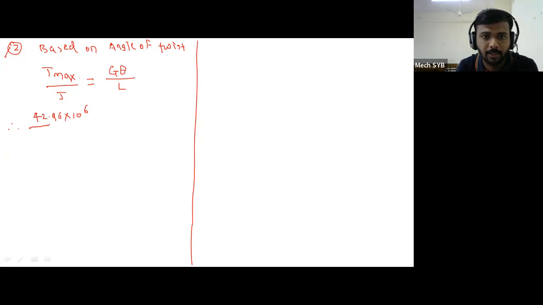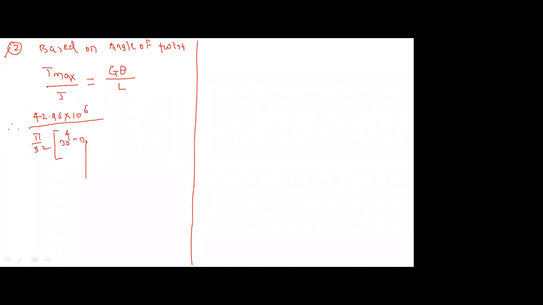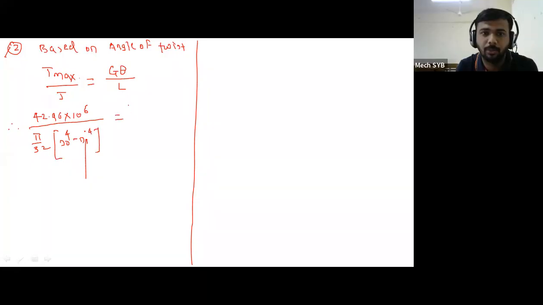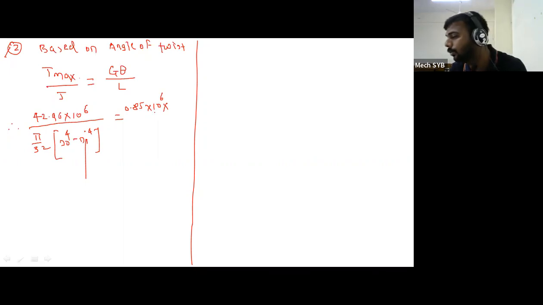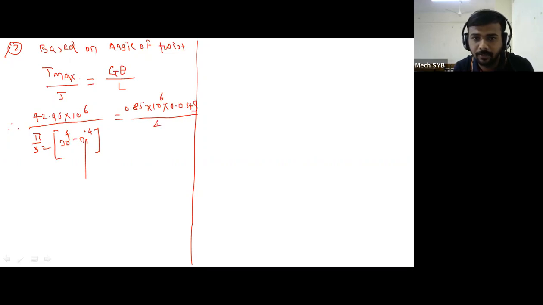10 raised to 6 divided by pi by 32 in square bracket, D raised to 4 minus d raised to 4 is equal to G value, 0.85 into 10 raised to 5, into theta value we have converted. What is that value? 0.0349 divided by length 4000.